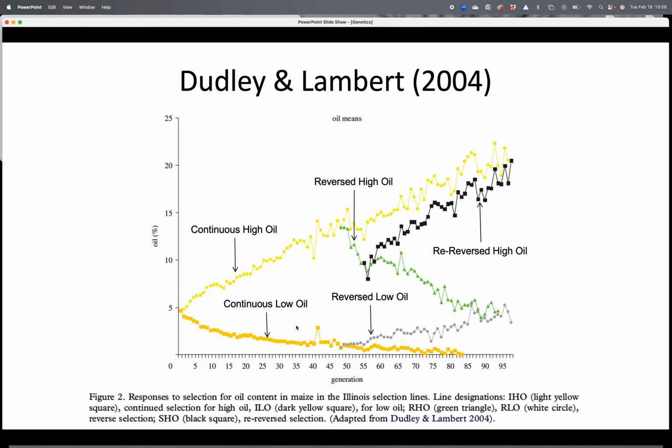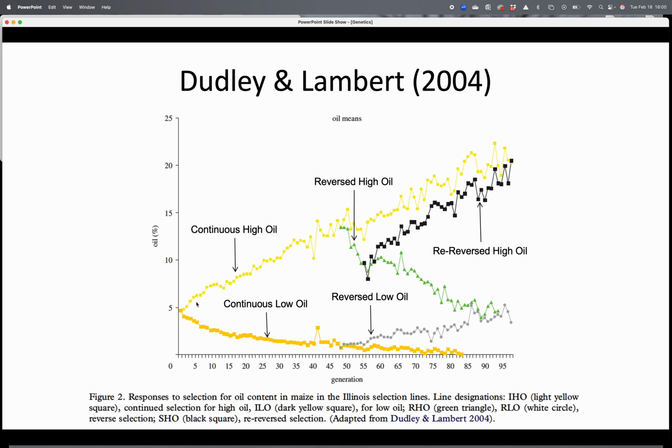Then there's a continuous low oil population where they only allow those plants that are producing lower than average corn oil in terms of content in the seeds. They only allow those low corn oil plants to make up the next generation. So we also have selection for continuous low oil.